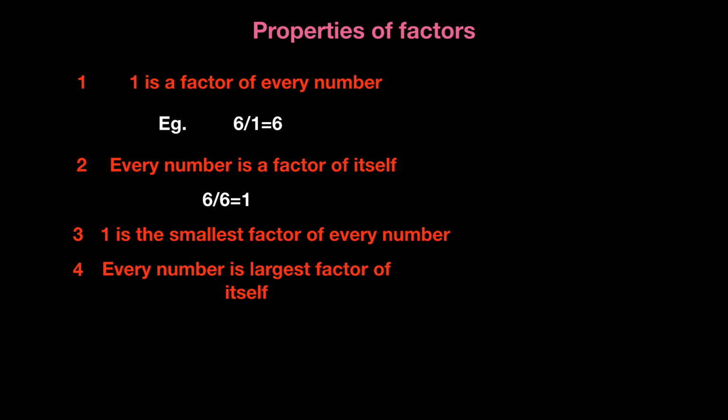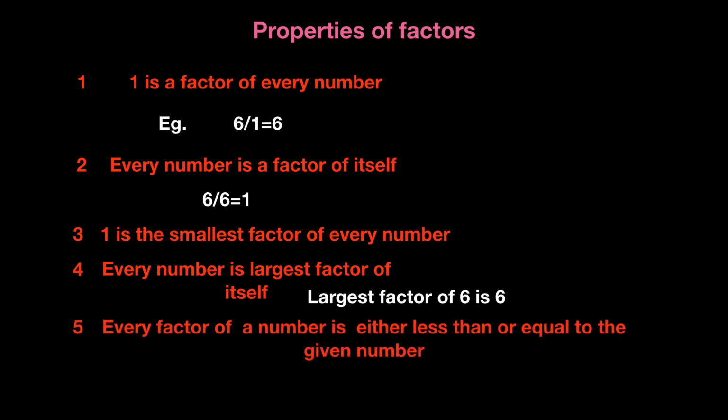Next property is every factor of a number is either less than or equal to the given number. For example, factors of 6 lie between 1 and 6. Similarly, factors of 24 lie between 1 and 24. Factors of 13 lie between 1 and 13. So, for a given number, the factors are either less than or equal to that particular number.